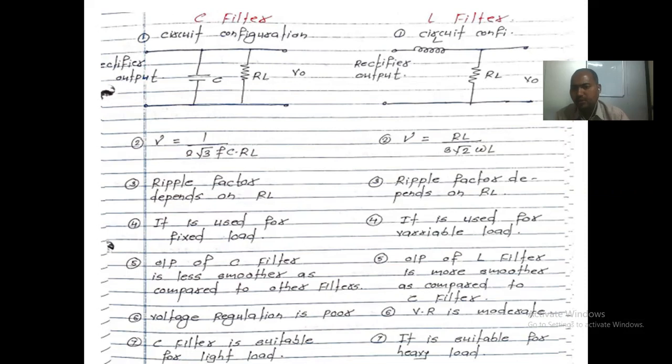I'm telling you again, ripple indicates the unwanted part which comes at the output of your rectifier, that is called ripple, which is not required. So one of the important things with respect to ripple is that the ripple factor, which indicates the unwanted component, should depend on the output connected device, that is RL.